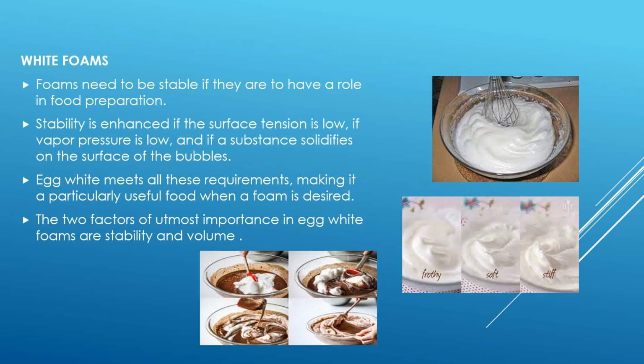Likewise, the egg whites can be beaten vigorously to produce a foam. Foams need to be stable if they are to have a role in food preparation. Stability is enhanced if the surface tension is low, if vapor pressure is low, and if a substance solidifies on the surface of the bubbles. For stability purposes, some stability agents can be introduced while making a foam to make it more stable. Egg white meets all these requirements, making it a particularly useful food when a foam is desired.